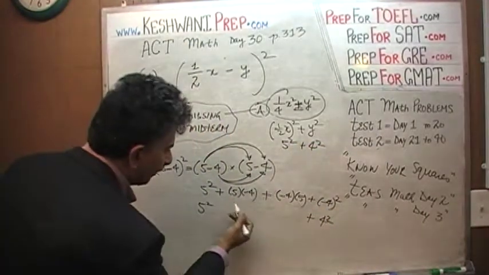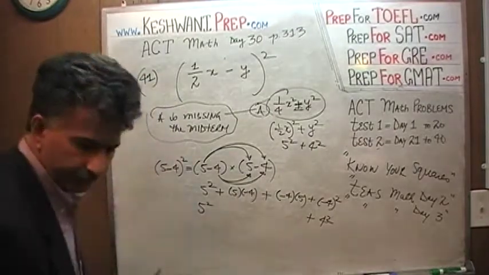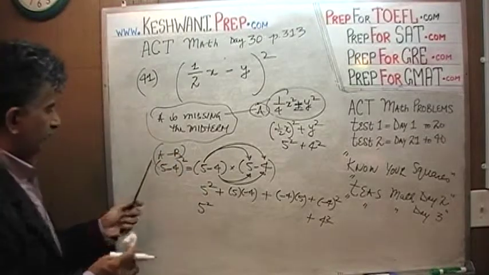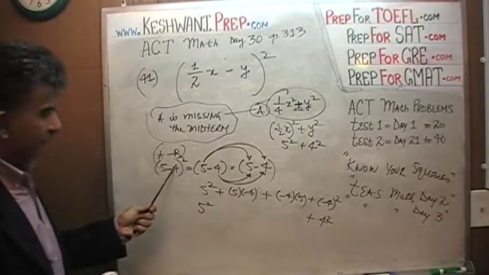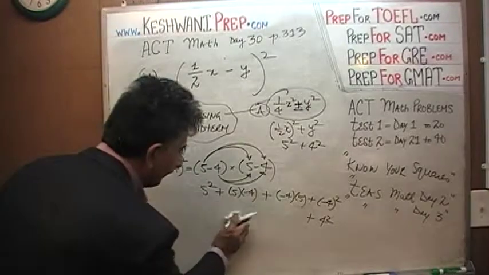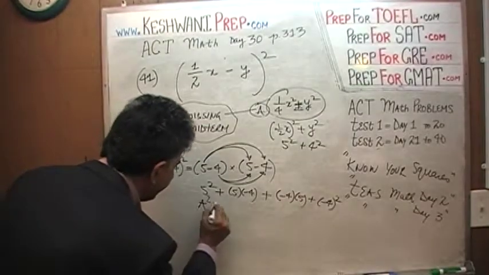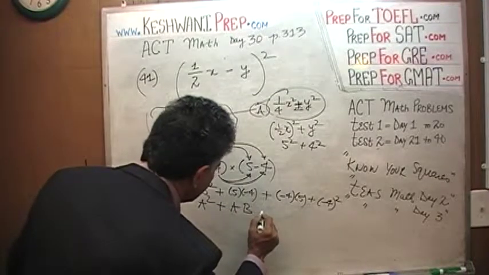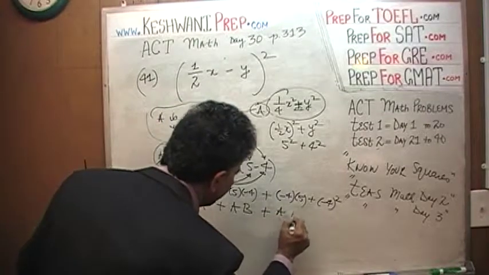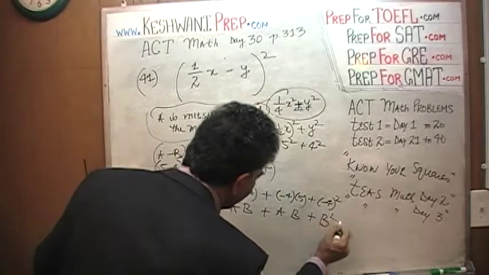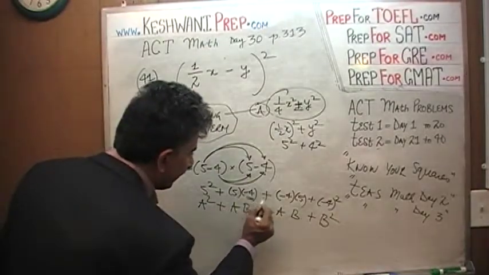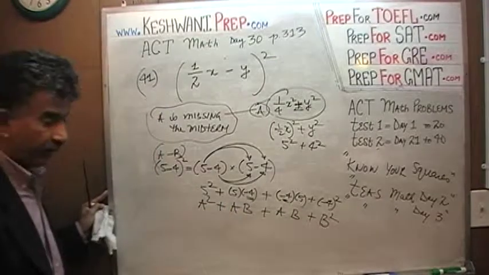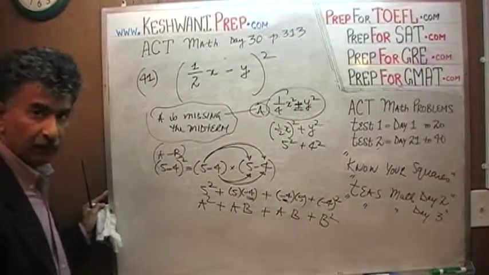But we are missing something in the middle. Think of this as A minus B. Think of 5 as A and think of B as 4. So here we have A squared plus A times B plus A times B plus B squared, except here our B is a negative quantity. So we have 5 times negative 4, which is negative 20, and 5 times negative 4, which is another negative 20, so we have negative 40.